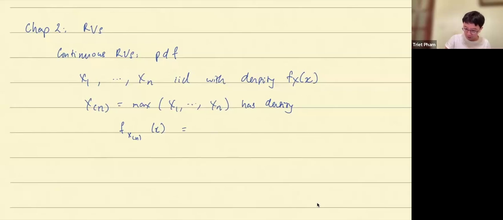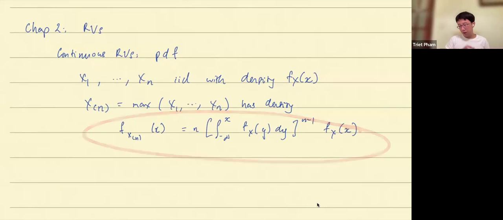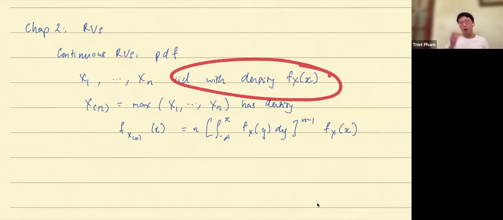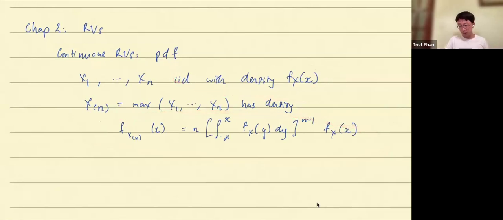so let's write that down. With the integral of the density, the common density, raised to n minus 1, times n, and then times the density itself, like that. So basically, to be able to work this out, it relies on how to work with the density of a continuous random variable itself.